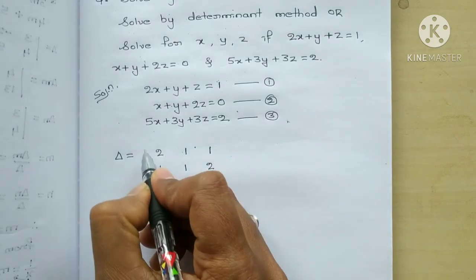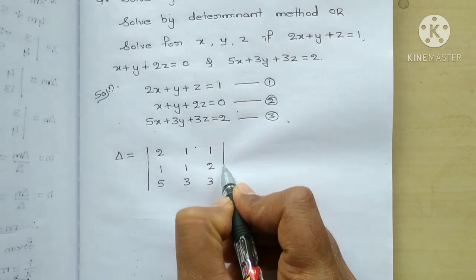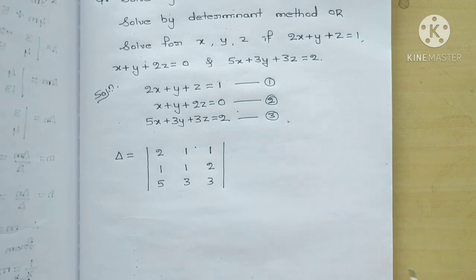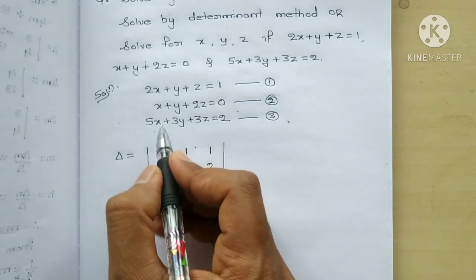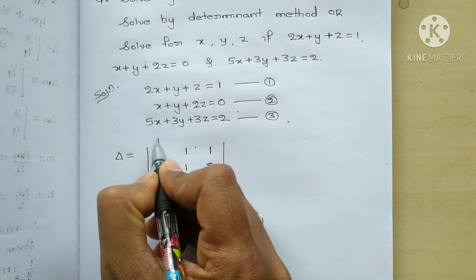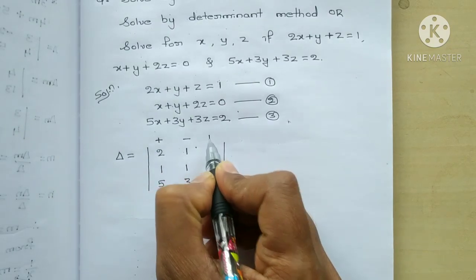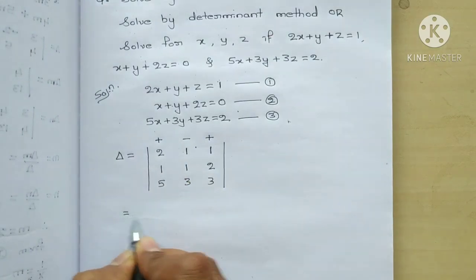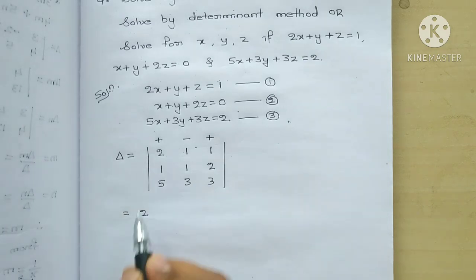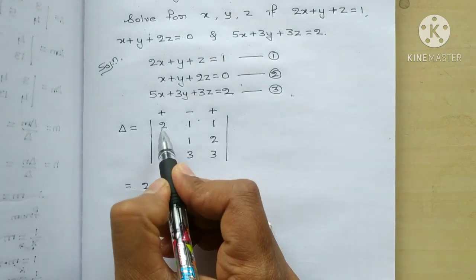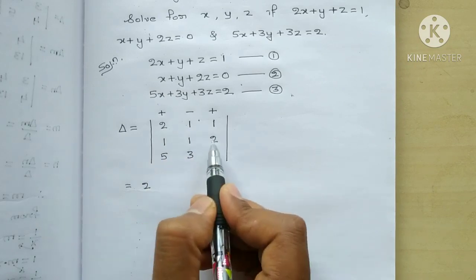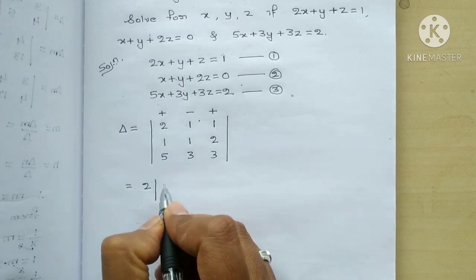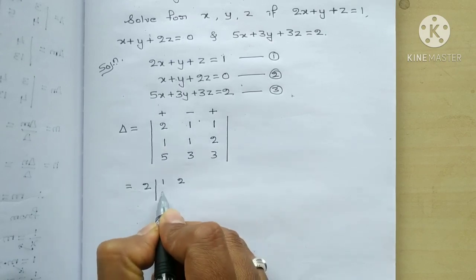Correct? So this one you have to write in third order determinant form. So the next step, you have to apply the third order determinant rule. So you know what that rule is? The first element on top, the signs are plus, minus, again plus. So next step, first you take 2, the first element. Positive sign, nothing means positive. So once you take 2, delete that row and that column, the remaining elements are 1, 2, 3, 3. Write it in second order determinant form: 1, 2, 3, 3.